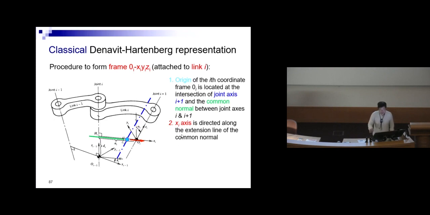After you have identified the origin, the next thing is you need to determine the Xi axis. The Xi axis is directed along the extended line of the common normal, with Oi as the origin. So it will be directed along this direction.